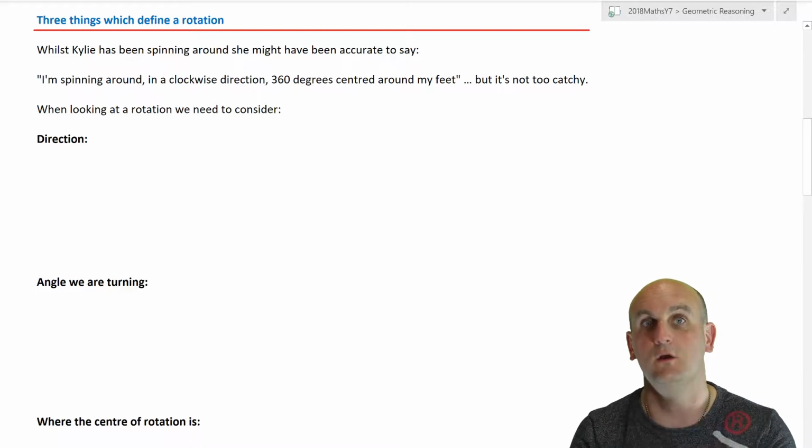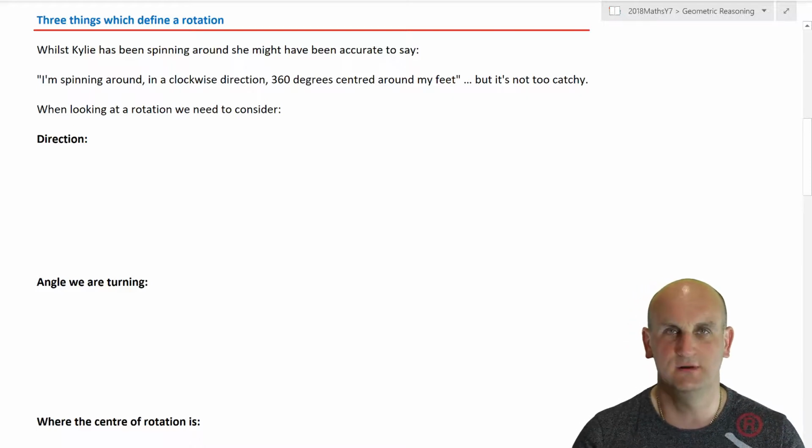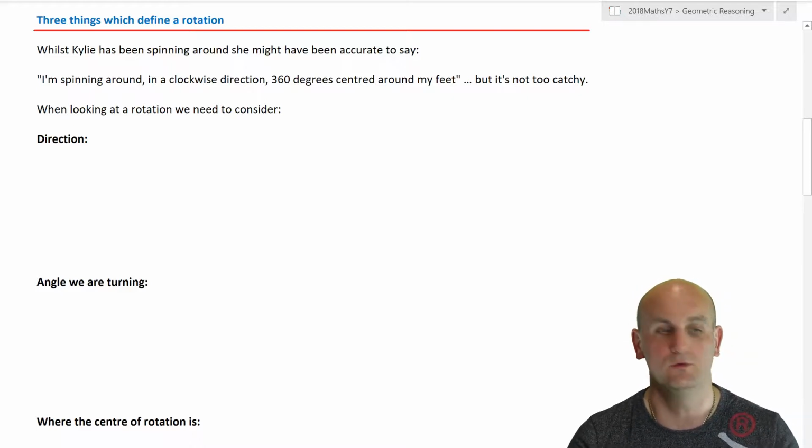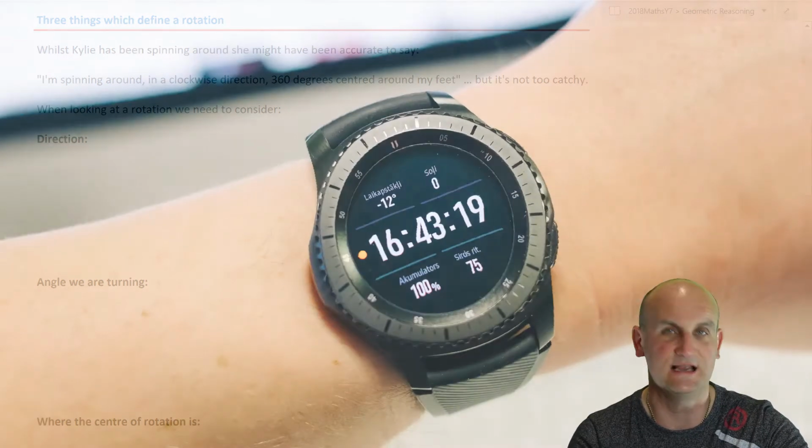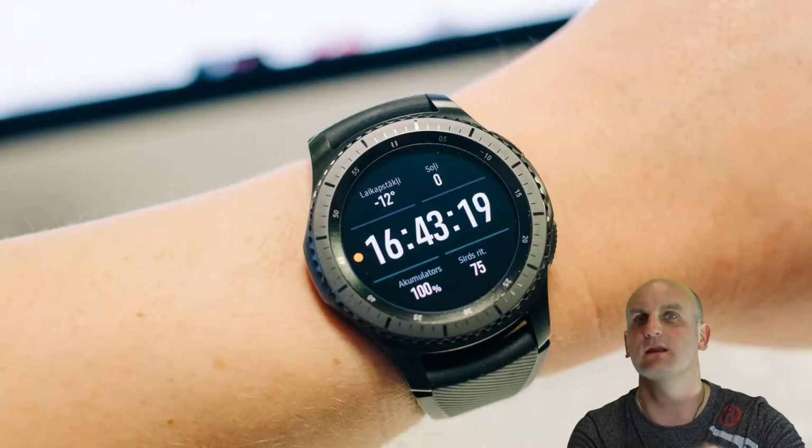All right, so if you don't know, look at a clock, which is a bit tragic really, because how many of us actually have real clocks anymore? We're all digital. We've all got Apple Watches and Samsung Gear S3s. Samsung Gear S3, good watch.